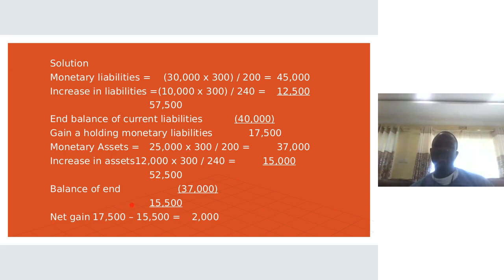Now the overall net gain will be found by looking at the gain in the monetary liabilities and the gain in monetary assets. So that gives us 17,500 minus 15,500, and that is 2,000. That is 2,000. Now, any question from the members?